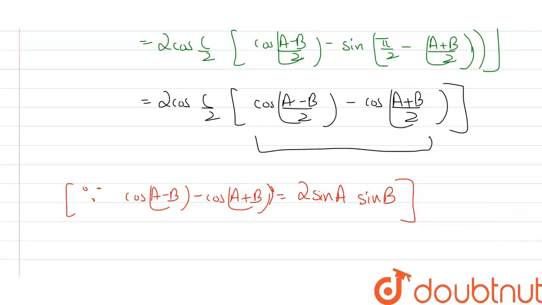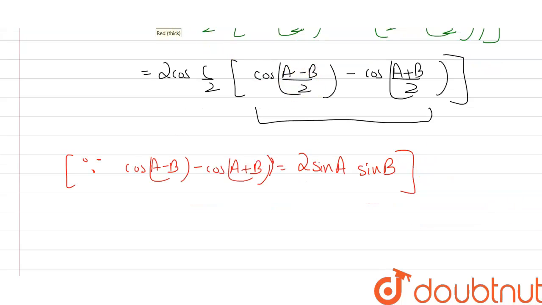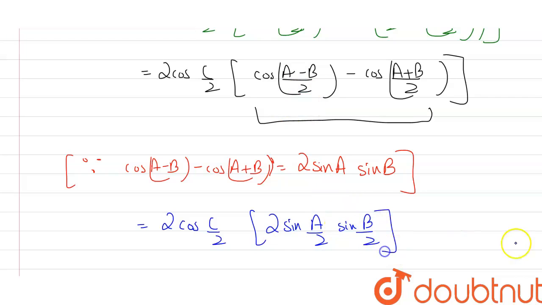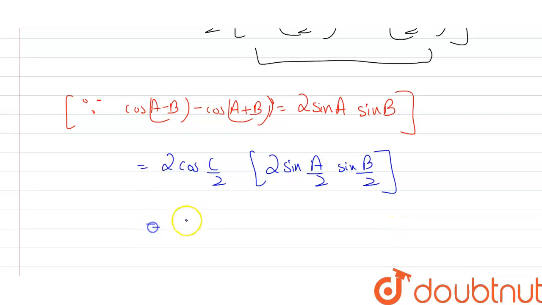Here you can clearly see that A is basically A by 2 and B is B by 2. So this can be done as 2 cos C by 2, now 2 sin A by 2. The first term is A by 2, not only A. Remember, A by 2 is also there, and this is sin of B by 2. If I open the brackets, this can be done as 4 sin of A by 2, the product of sin B by 2, and the product of cos of C by 2.